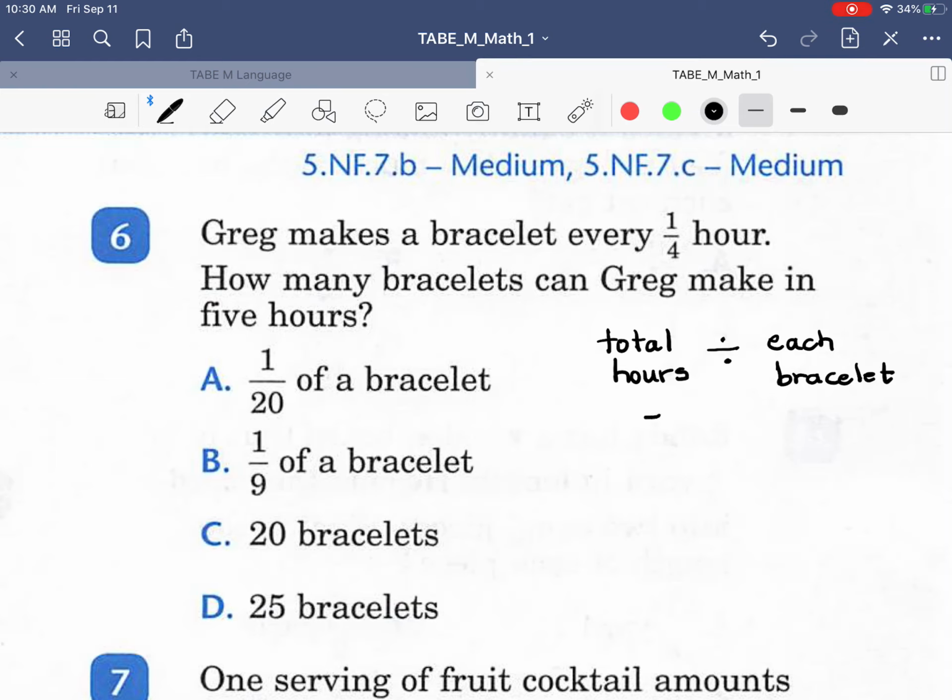Total hours are 5. Each bracelet is 1/4 of an hour, and we need to divide those. So 5/1 times 4/1 is 20/1, or 20 bracelets. The answer to number 6 is C.